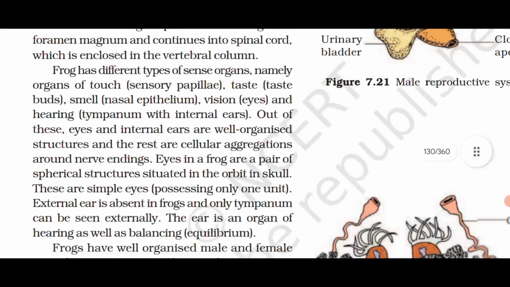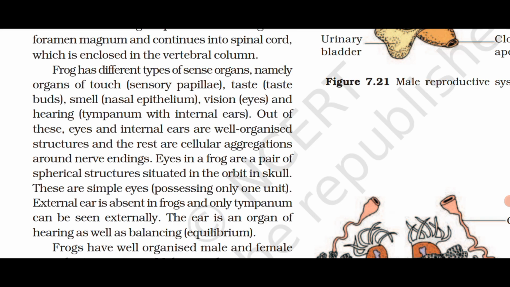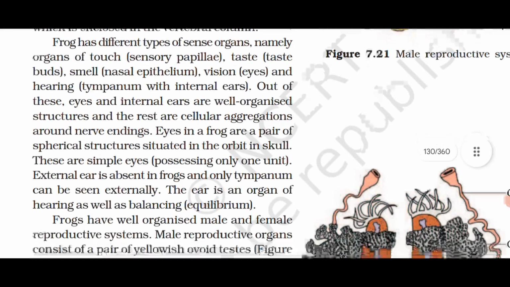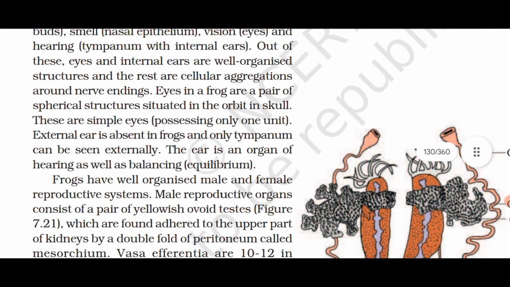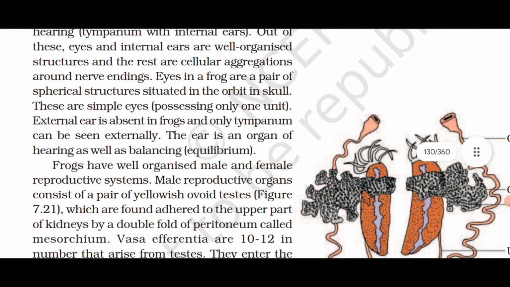Frogs have different types of sense organs, namely organs of touch, that is sensory papilla, taste, taste buds, smell, nasal epithelium, vision, eyes, and hearing, tympanum with internal ears. Out of these, eyes and internal ears are well organized structures, and the rest are cellular aggregations around nerve endings.